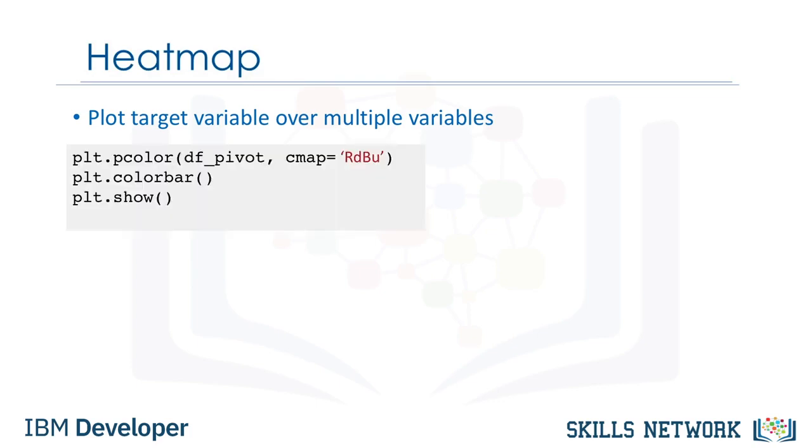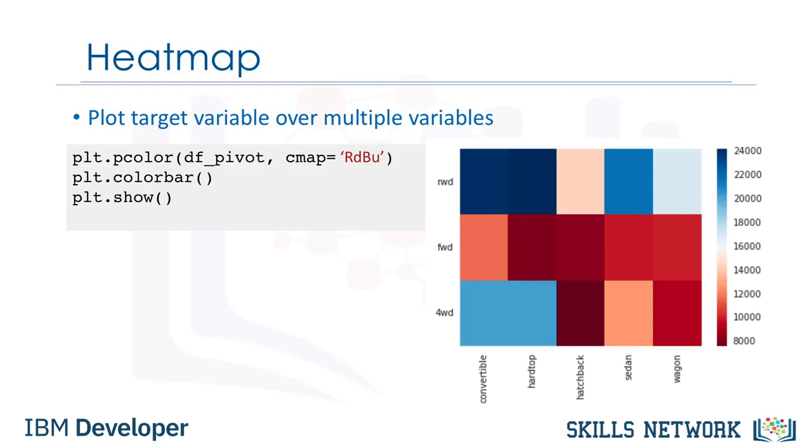In this example, we use PyPlot's pcolor method to plot the heat map and convert the previous pivot table into a graphical form. We specified the red-blue color scheme. In the output plot, each type of body style is numbered along the x-axis, and each type of drive wheels is numbered along the y-axis. The average prices are plotted with varying colors based on their values, according to the color bar. We see that the top section of the heat map seems to have higher prices than the bottom section.